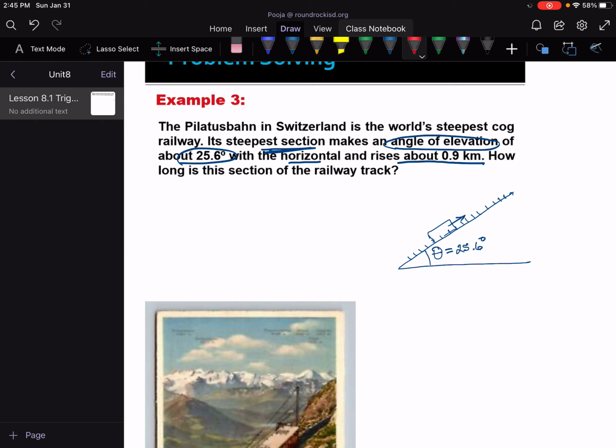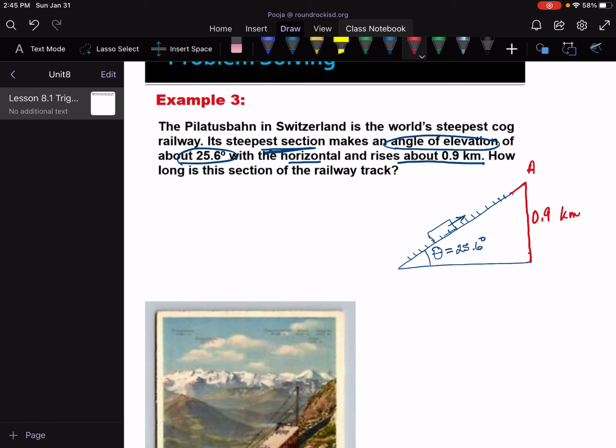Anyway, angle of elevation means that, let's say this is the steepest section, and this is the cog railway going up. The angle of elevation, as I said, elevation is going up, is the angle made with the horizontal, so that's theta. They've given me that theta, 25.6 degrees. Also, they gave me that at its steepest section it rises about 0.9 kilometers. So by the time it gets from point A to point B, the vertical distance covered is 0.9 kilometers.